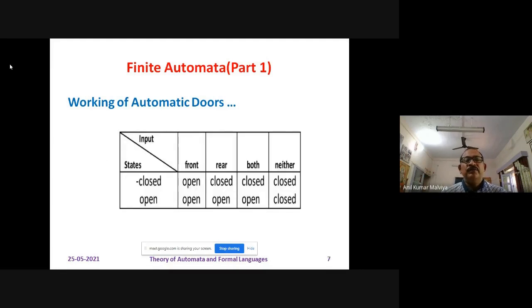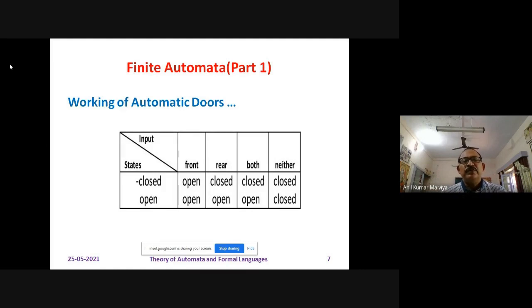Now here we represent the working of an automatic door machine in tabular form. Here you can see there are 2 rows and 4 columns, you can say 5 columns. 2 rows represent the states of the automatic doors, and 4 columns, front, rear, both, and neither. These are the inputs to the machine.